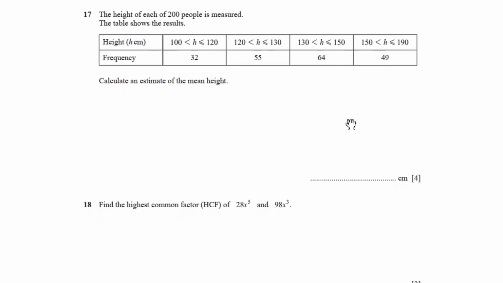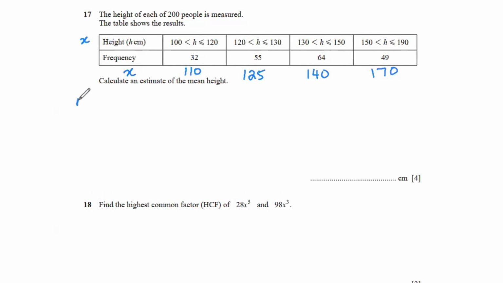Question 17 says the height of each 200 people is measured. The table shows the results. Calculate an estimate for the mean height. So for the estimate of the mean height, we need to find the midpoint of the height class intervals. So for the midpoint, if I make a separate row over here, midpoint of 100 and 120 is 110. For 120 and 130, it's 125. For 130 and 150, it's 140. And for 150 and 190, it's going to be 170. So these are the midpoints of our class intervals.